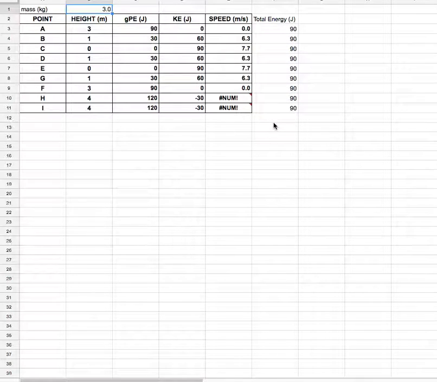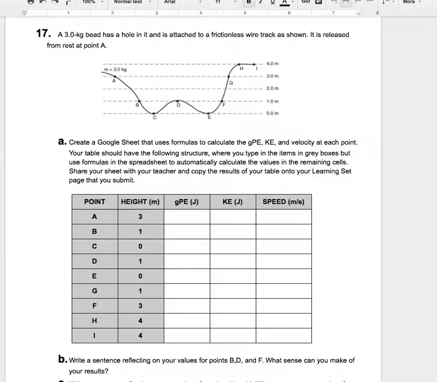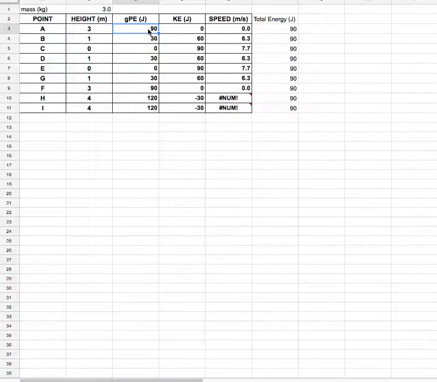Because nothing interferes, it's frictionless, whatever the total energy is at one point should be the total energy at all the points. So, looking back here, I know that the height of this is 3 meters. I know that the mass at point A is 3 kilograms, and it says it's released from rest. So I can do the gravitational potential energy by taking the mass times 10 times the height, and that gives me 90 joules.